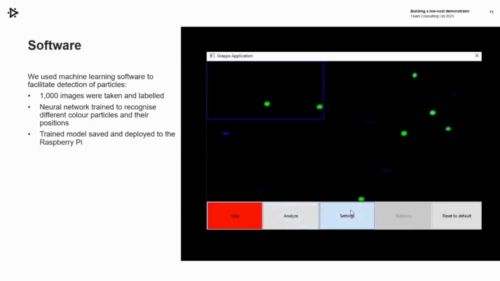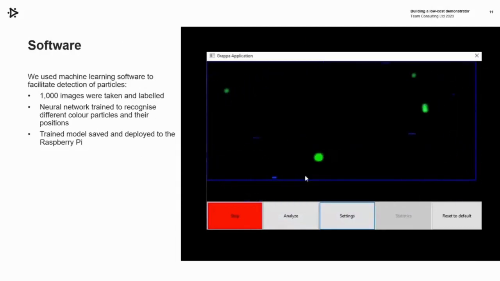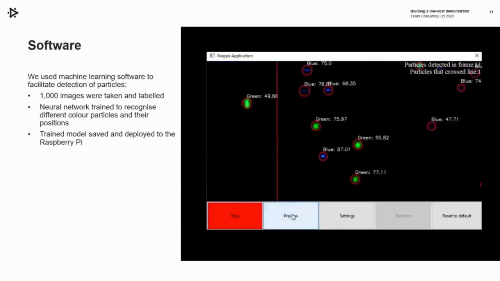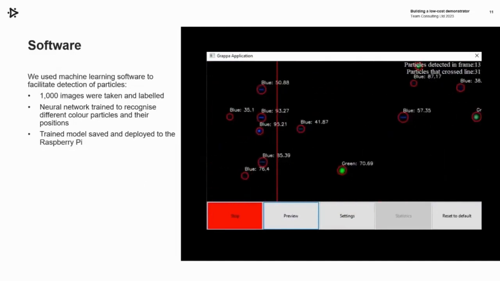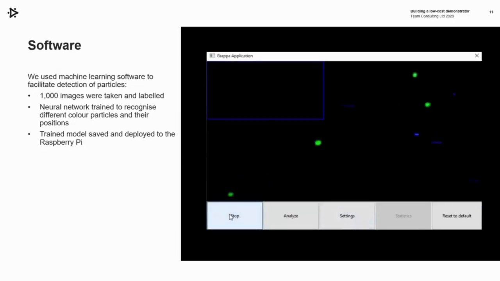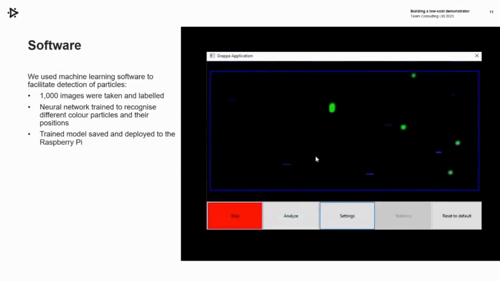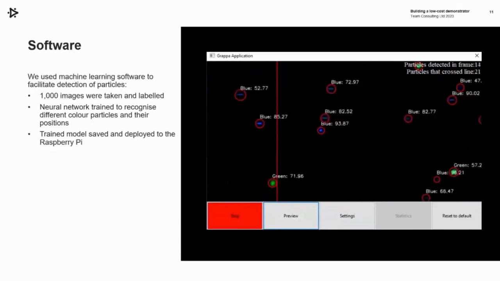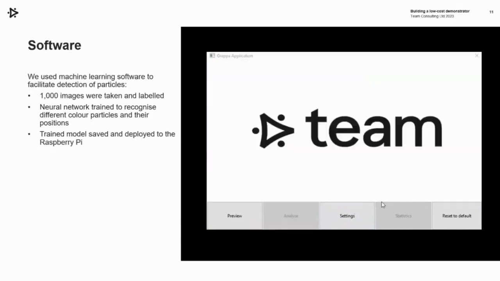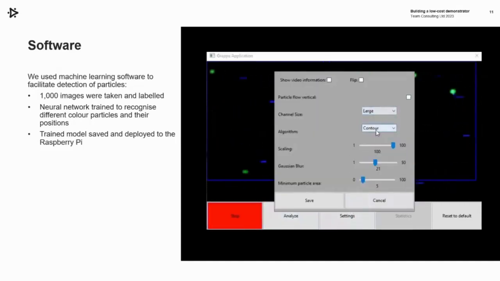So the other key part of the rig was to create some software. So we decided to employ some machine learning. We labeled about 1,000 images and used a neural network to train and recognize the different colors and their positions, and then we could deploy that on the Raspberry Pi controller. So the little software here allows you to select the size and the location of the region of interest to analyze the particles. It detects the particles in the frame as they move, and then counts the particles as they cross the line.